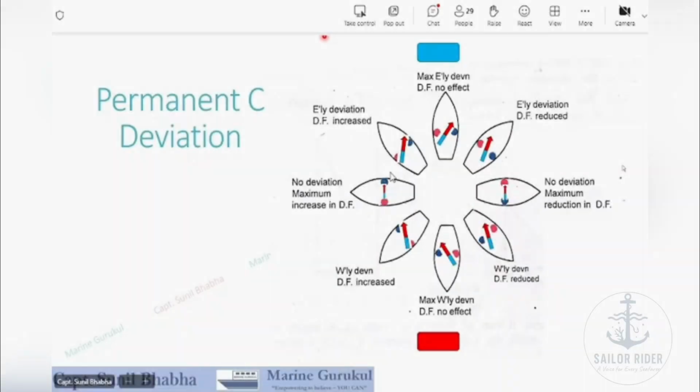Let me check. We now move on to the northeasterly heading. In the northeasterly heading, the red pole of the ship is northwest of the compass needle. This red pole repels the red end and attracts the blue end towards it. Looking from top, the compass needle swings clockwise, generating an easterly deviation.